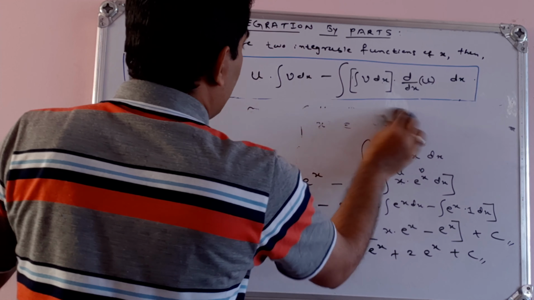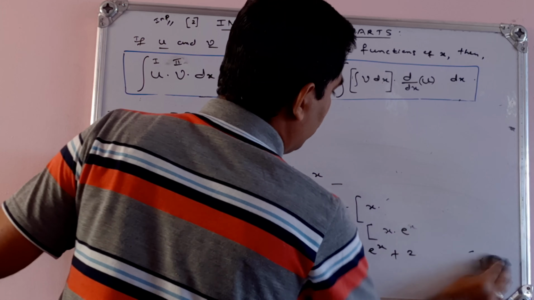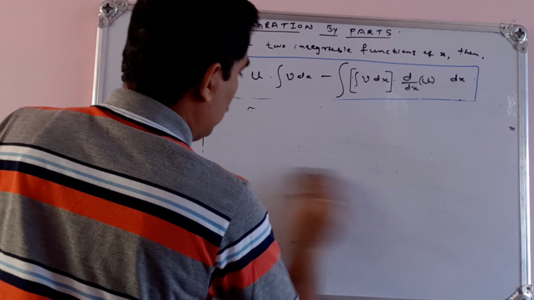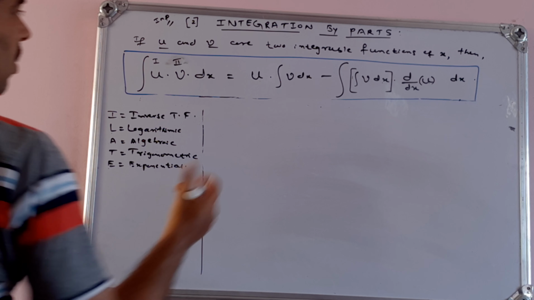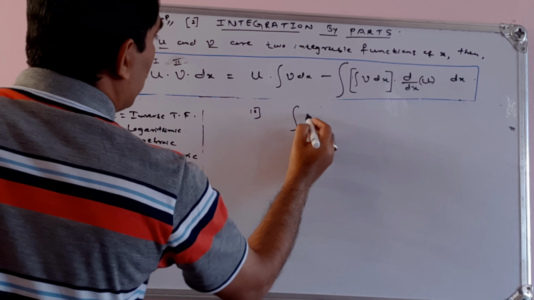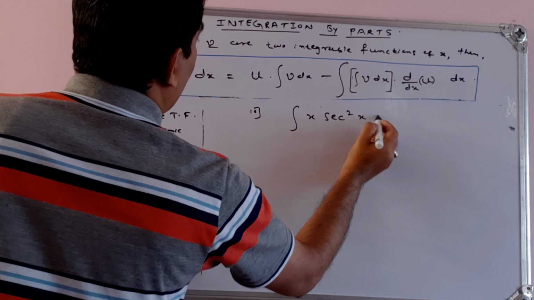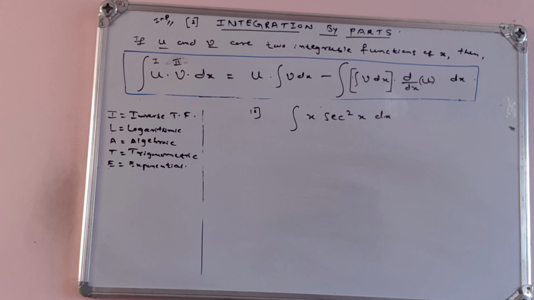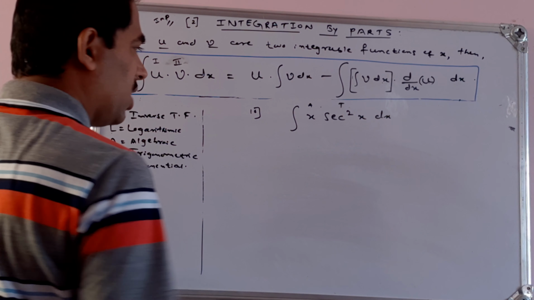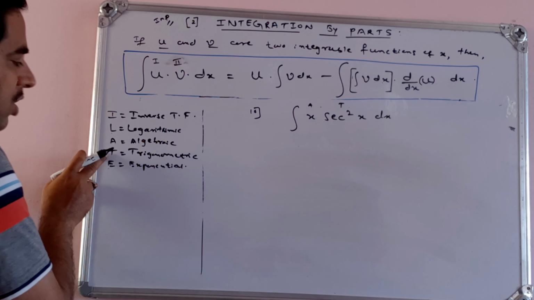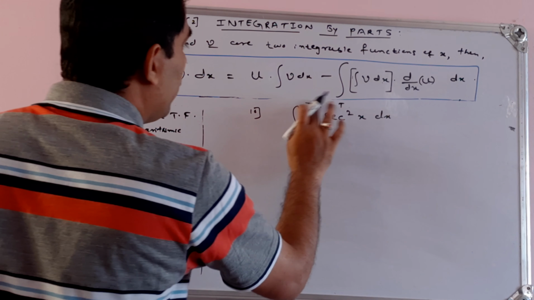Okay, next let us consider the 10th problem. So let me put the number. So the integration of, observe this, x into secant square x. Observe this, the integration of x into secant square x. See, this is an algebraic function, this secant is a trigonometric function. See, algebraic function, trigonometric function. So no problem, no need to interchange here.